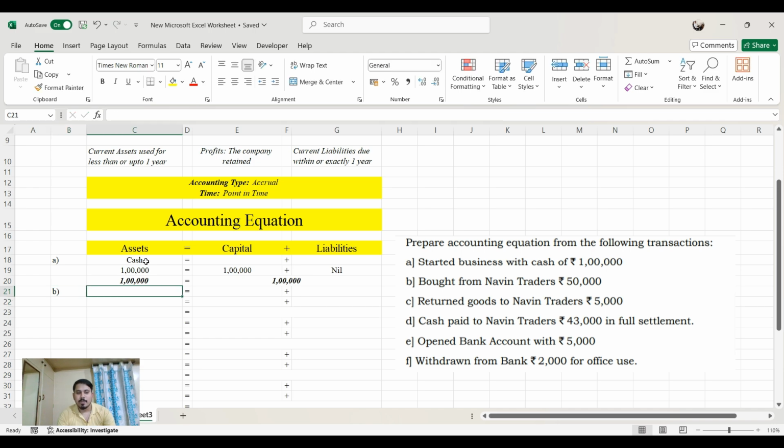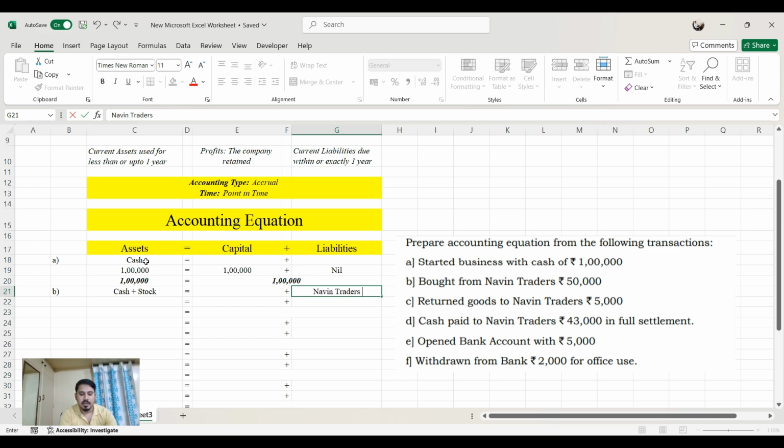Moving forward, the second one: the company purchased goods from Navin Traders. It means the company is not paying the cash right now, but in the future, the company has to make the payments to Navin Traders. So, till then, Navin Traders will be the creditor. Whatever the company has purchased in the form of goods will be considered as an asset to the business. So, apart from the cash, the company is having the stock, and the capital will be the same, and the liability here will be Navin Traders, who are called creditors.